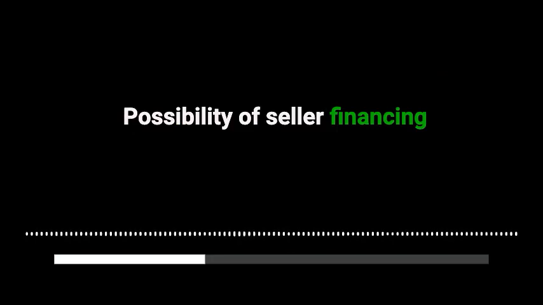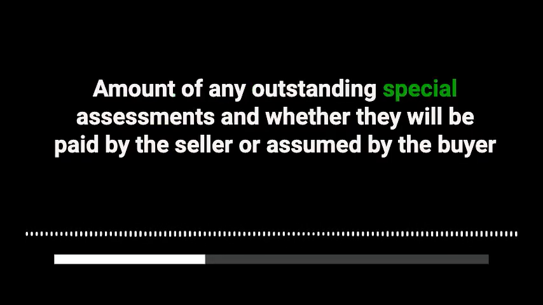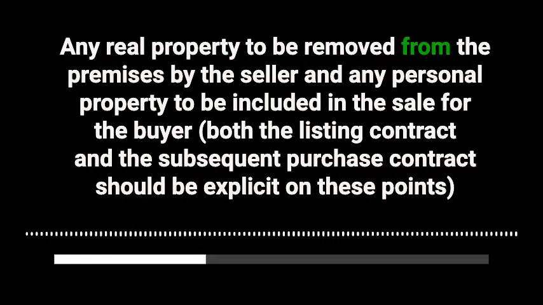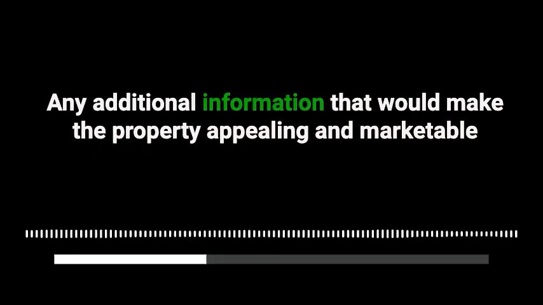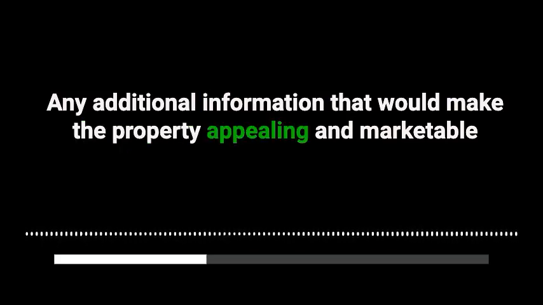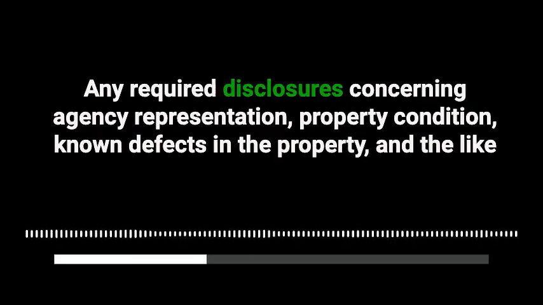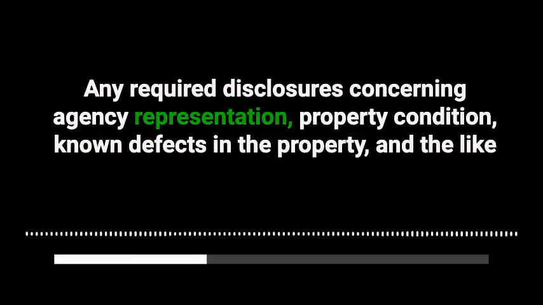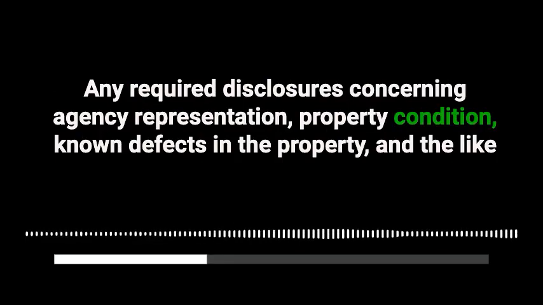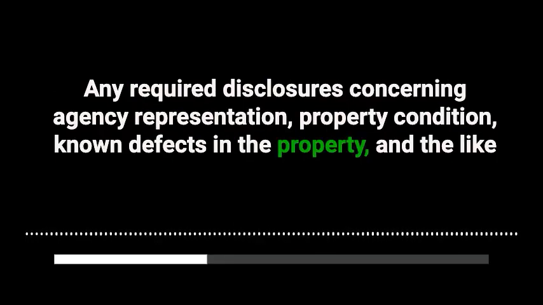Possibility of seller financing. Amount of any outstanding special assessments and whether they will be paid by the seller or assumed by the buyer. Zoning classification of the property. Current property taxes. Any real property to be removed from the premises by the seller and any personal property to be included in the sale for the buyer. Any additional information that would make the property appealing and marketable. Any required disclosures concerning agency representation. Property condition, known defects in the property, and the like.